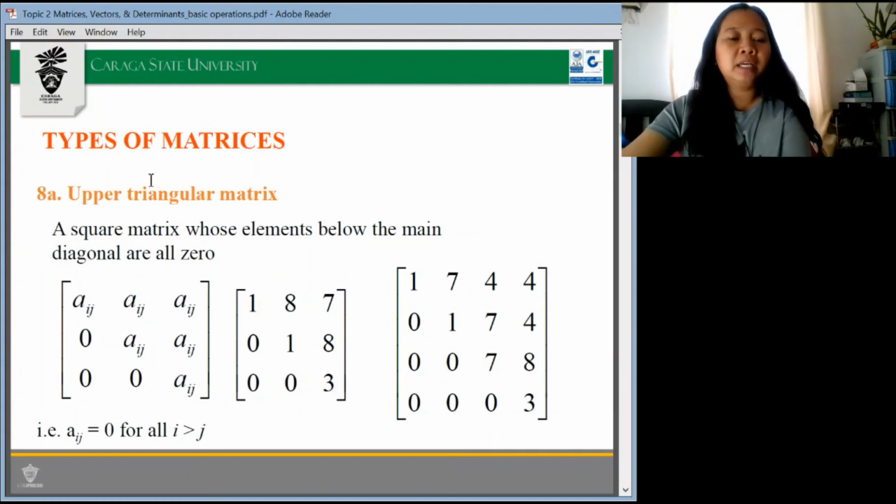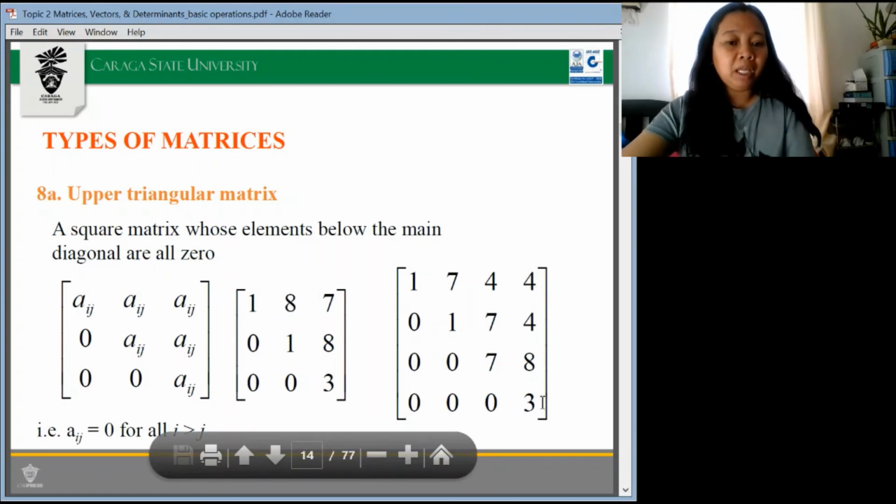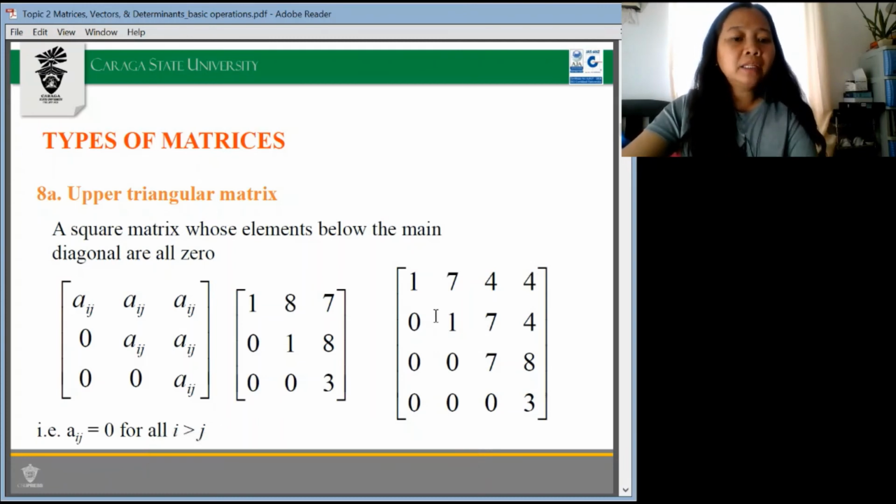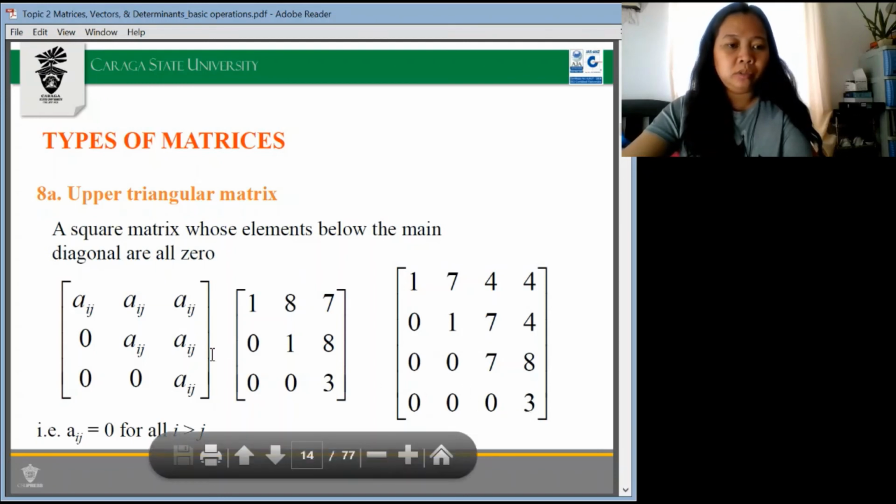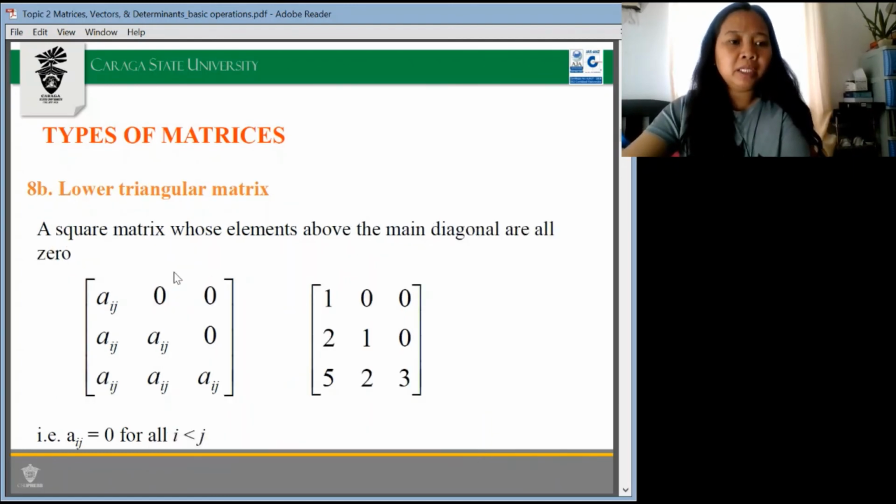It's discussed in these slides. So basically, it is a square matrix. We have this 4 by 4 matrix, and all the elements below the main diagonal are 0. Okay? And for the lower triangular matrix, all the elements above the main diagonal are 0.